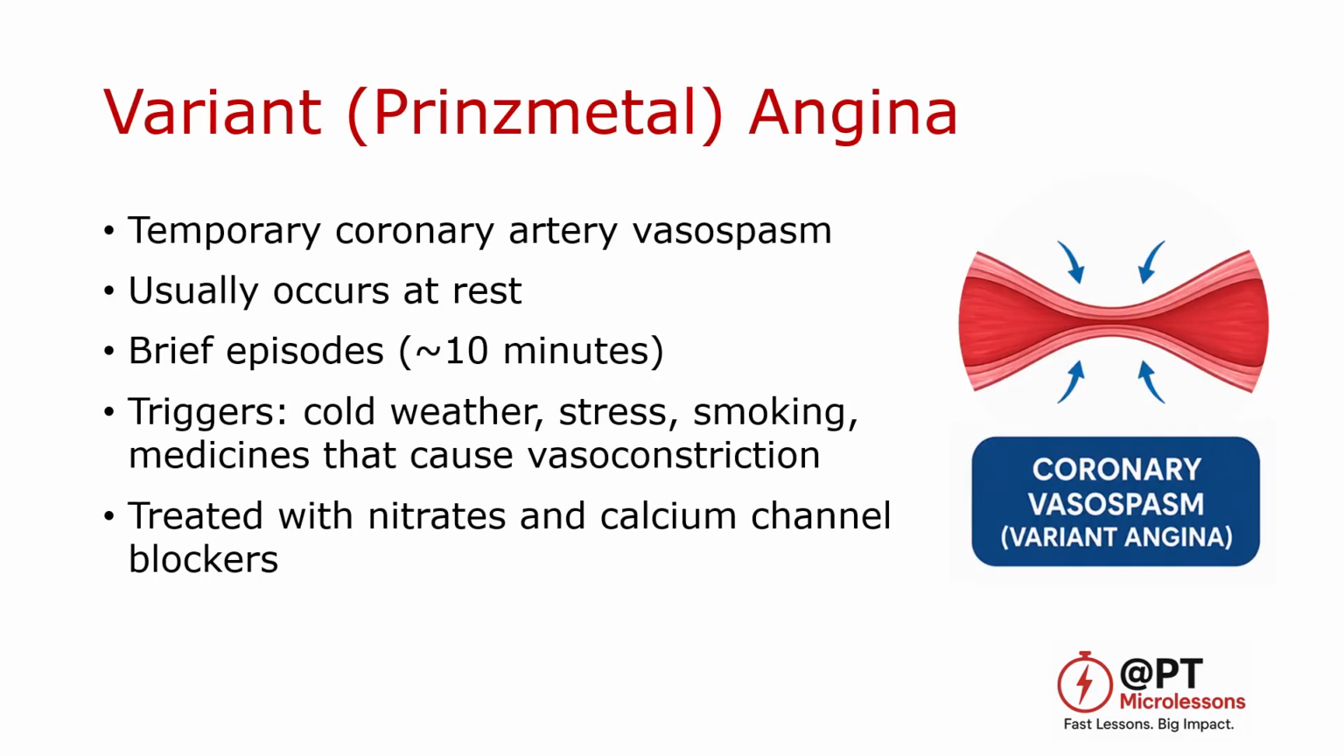Lastly, we have variant or Prinzmetal angina, which is different because it is not caused by a fixed atherosclerotic narrowing. Instead, temporary spasm of a coronary artery abruptly reduces blood flow to the myocardium. Episodes typically occur at rest, are relatively brief, and often resolve spontaneously or with nitrates. Common triggers include smoking, emotional stress, cold exposure, and medications that promote vasoconstriction. Calcium channel blockers and nitrates are the primary treatments.